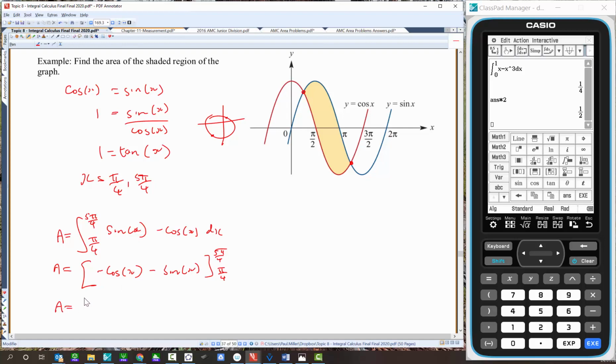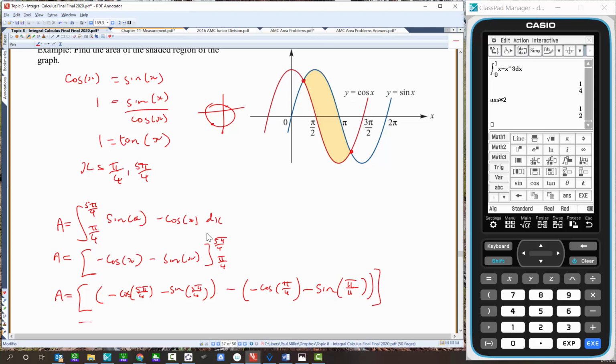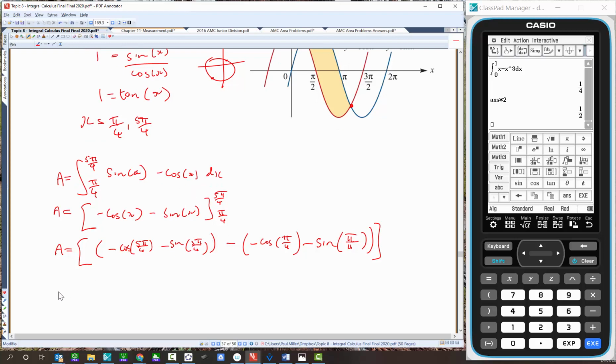All right, so pop in our values. Negative cosine 5 pi on 4, take away sine of 5 pi on 4, take away negative cosine pi on 4, take away sine pi on 4. Okay, area equals.